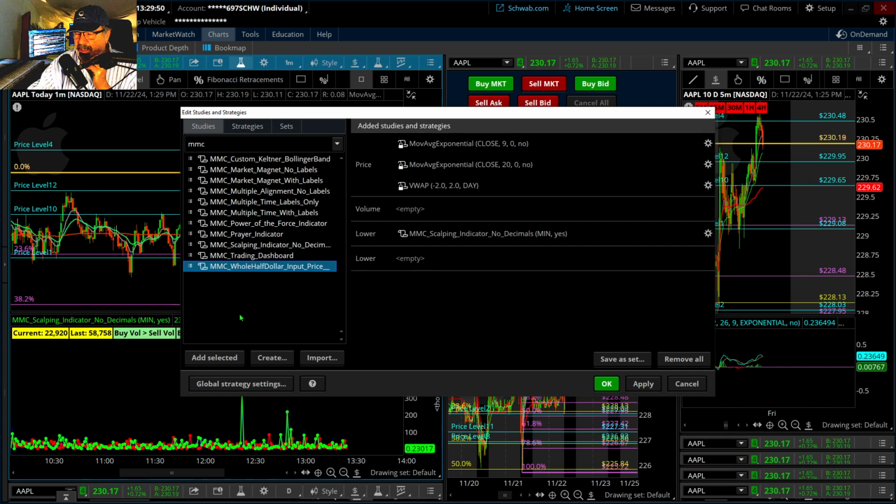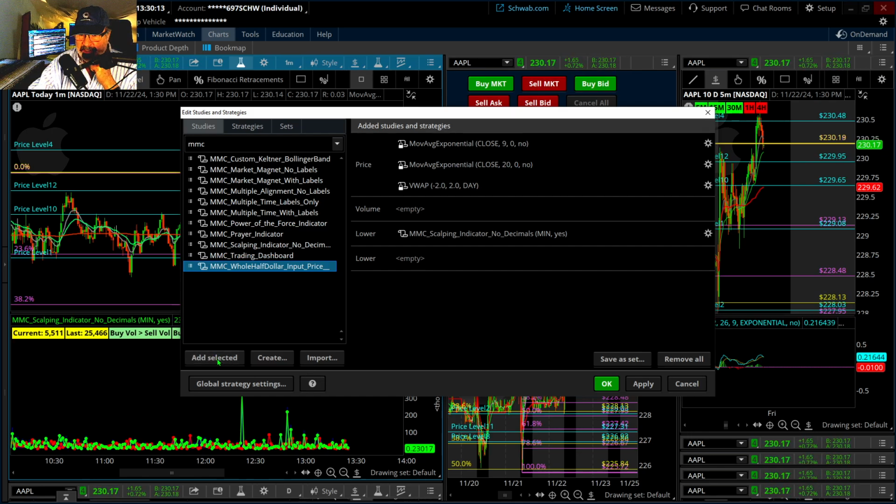Since this doesn't have trading, this probably isn't delayed. So let me add this. Mine are all under MMC, which if you're buying them or getting the free ones, they're probably like this. No, actually, on the free ones, they're going to say DTS, Day Trading for Success. But they're not going to be over here until you upload them into your own Thinkorswim.